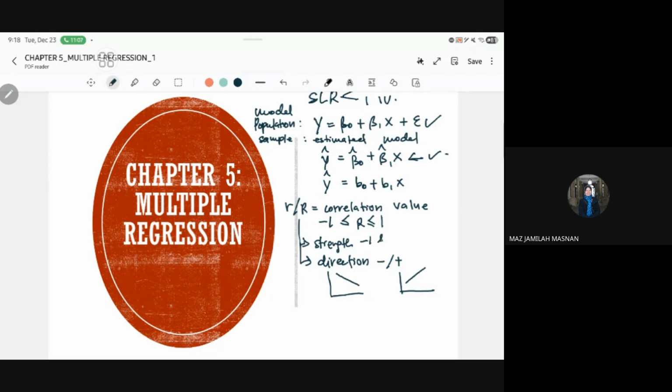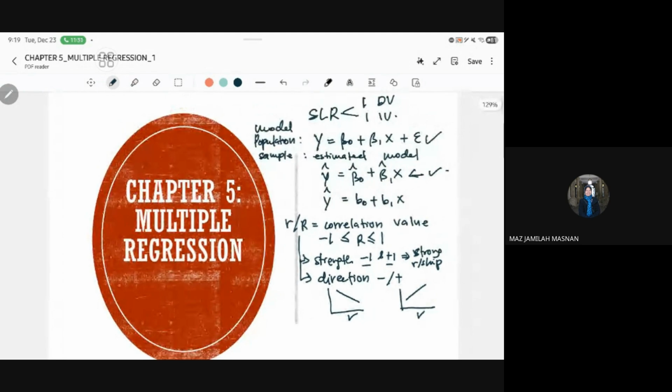So what about the strength? -1 and +1 is what we call a strong relationship, be it negative or positive. So a strong negative relationship looks like this one. A strong positive relationship will have this particular form. And then when we say strong, what do we mean by strong?